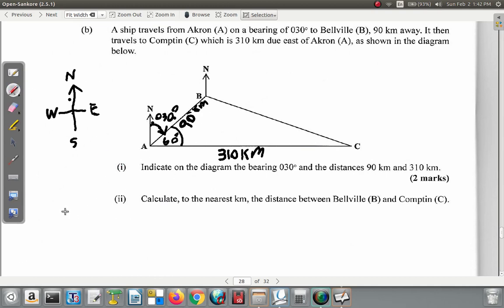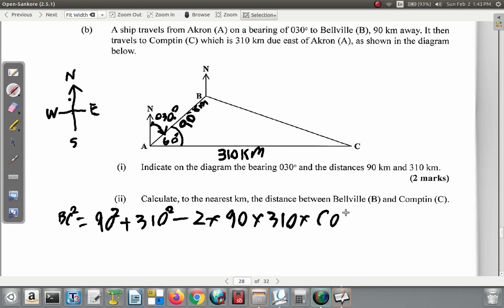Now, the cosine rule. I tried the sine rule first because it's a bit simpler, but in this case it's not working out. So let me try the cosine rule. The cosine rule says any side squared, in this case BC squared, is equal to one of the other sides squared, 90 squared, plus the other side squared, which is 310 squared, minus 2 times one of those sides, 90, by the other side, 310, times the cosine of the angle opposite to the one you want to find, which is 60. Right, it can work.